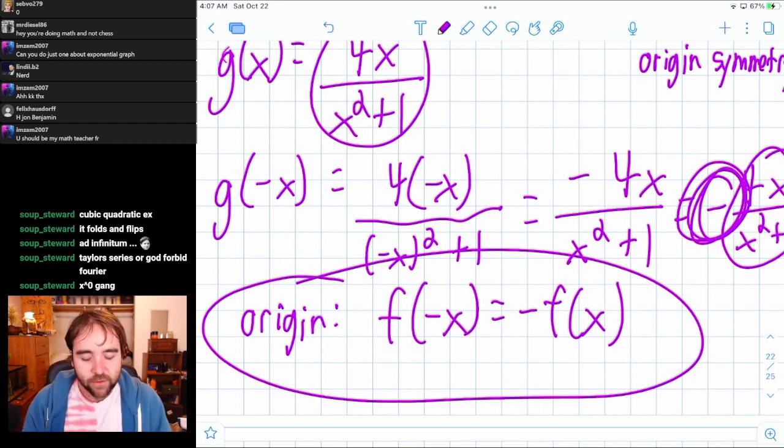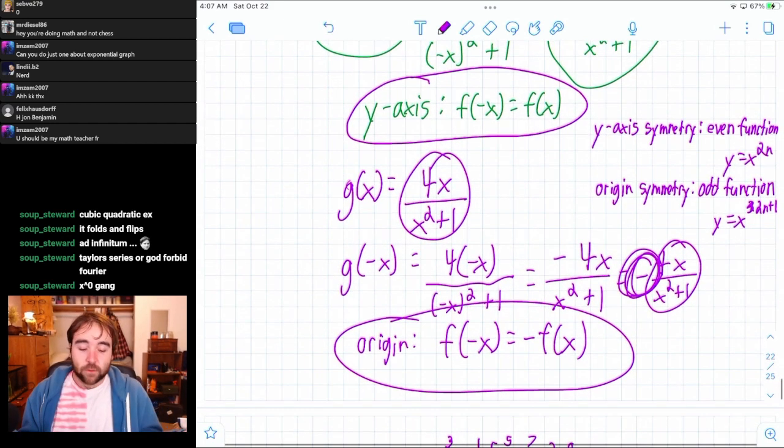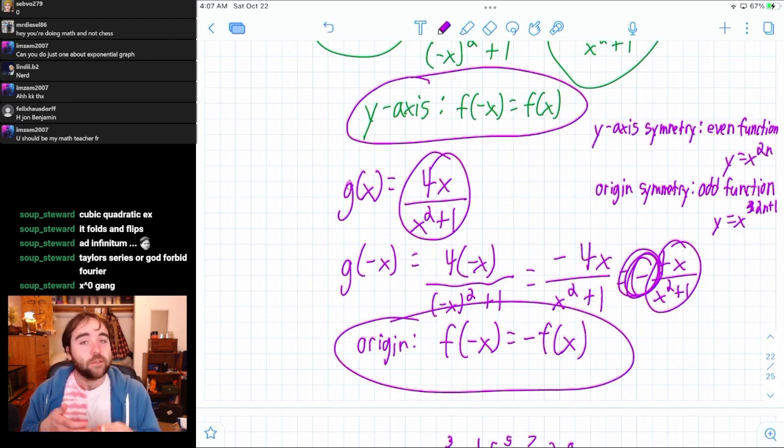If you plug in negative x and you get out the original function, just the negative version, then it's an odd function. And if you don't get either of those things, which frankly is what would happen most often to any random function, it would more likely just be neither. So there's nothing wrong with that. Don't be afraid when that happens.